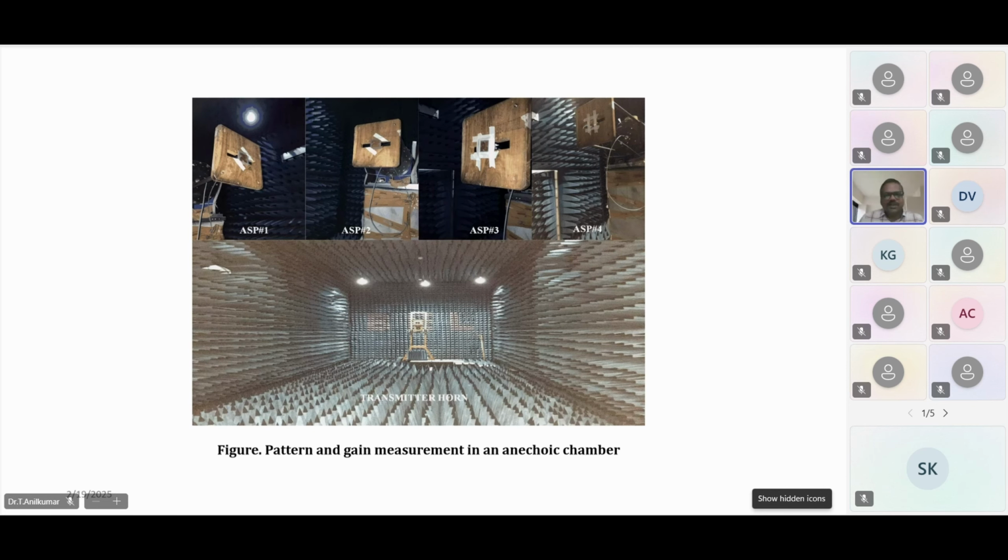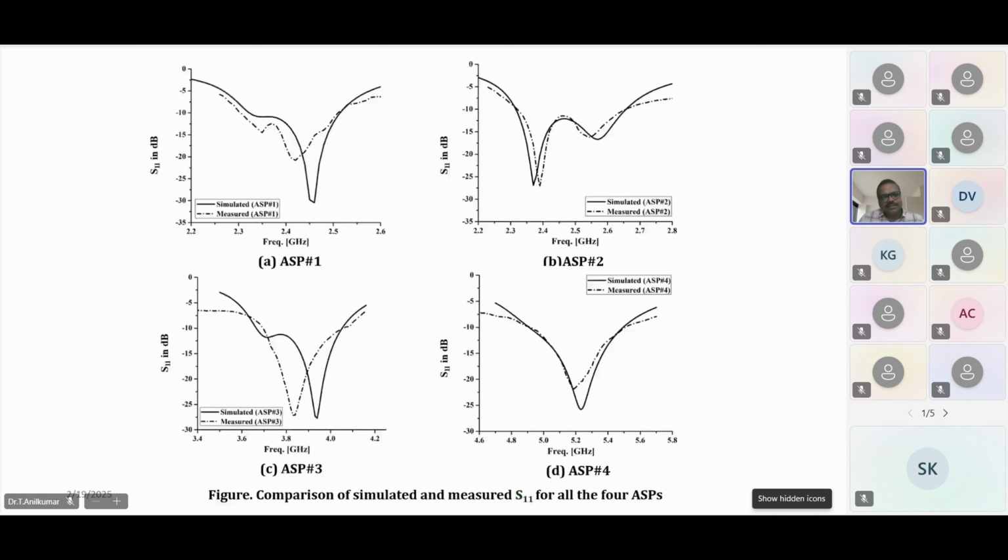Next. This is tested in an anechoic chamber. Next. And the measured and simulated results are like this. You can see ASP1 resonated at 2.4 gigahertz. Another one is ASP2 with opposite slots equal: A1 equal to A2 and A3 equal to A4. For that ASP2, we got around the same 2.4 to 2.5, and the scaled down versions are radiating between 3.8 to 4 gigahertz, and another scaled down version is radiating at 5 gigahertz. The corresponding axial ratios are shown in the next slide.